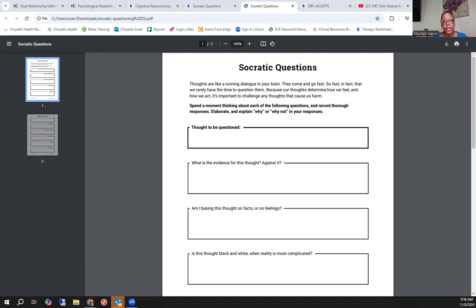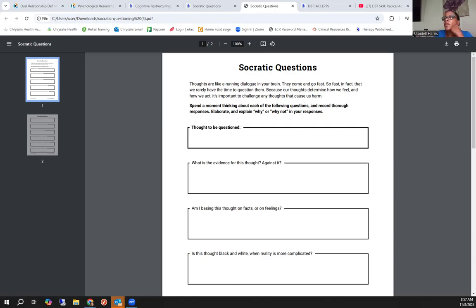Okay. Next question. Am I basing my thought on facts or feelings? All right. So it is based on how I feel, but it's also based on what actually happened. So what actually happened was she threw the money at me, and I feel some kind of way about it. It makes me angry, or it makes me shocked. Okay. Is this thought black or white when reality is more complicated?